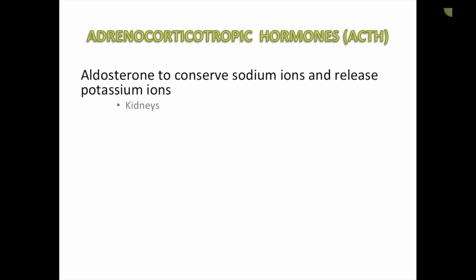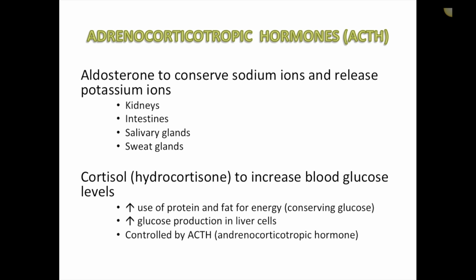So there are a few adrenocorticotropic hormones. We've got aldosterone, which is a stress coping hormone. The one that we're really going to focus on is cortisol, so hydrocortisone, and that is to increase blood glucose levels during times of stress to allow the body to metabolize more glucose. It also plays a really big role on blood pressure, like I mentioned, and overall the body's general ability to cope with physiological stress. So increase the use of protein and fat for energy when we have cortisol floating around in the system, increase glucose production in the liver cells, and then it's controlled by ACTH, like I was saying.